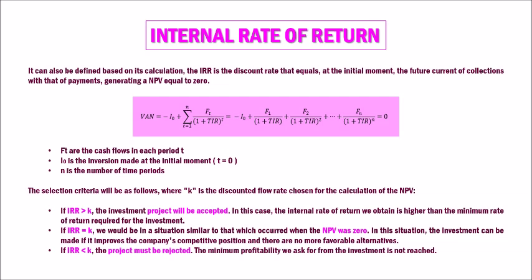The IRR is the discount rate that equals, at the initial moment, the future stream of collections with that of payments, generating an NPV equal to 0. This is the formula, where FT are the cash flows in each period T, I0 is the investment made at the initial moment, T equals 0, and N is the number of time periods.